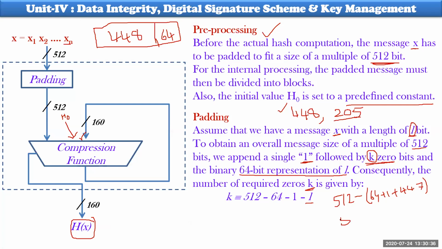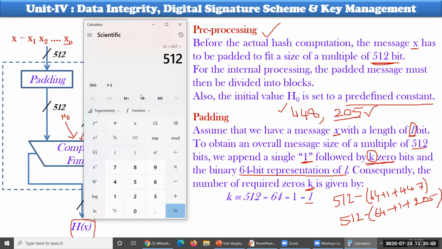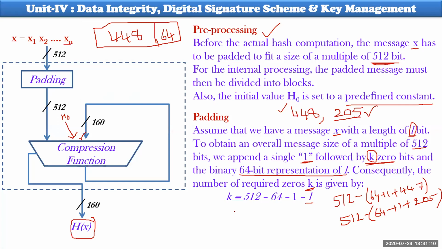So 512 minus 64 plus 1 plus my data size, which is 205. You have to calculate how many zeros will be appended here. The number of zeros to be appended will be 64 plus 1 plus 205, minus 512. So these many zeros are supposed to be appended. Based on your actual message, the number of zeros gets added. That could be calculated like this. So this is the way of calculation.